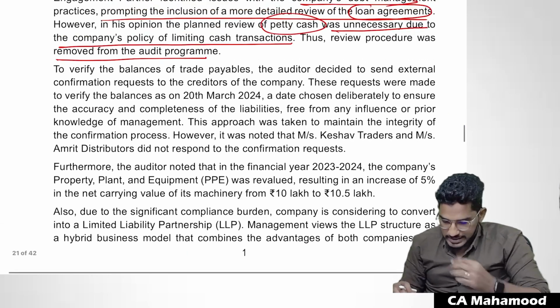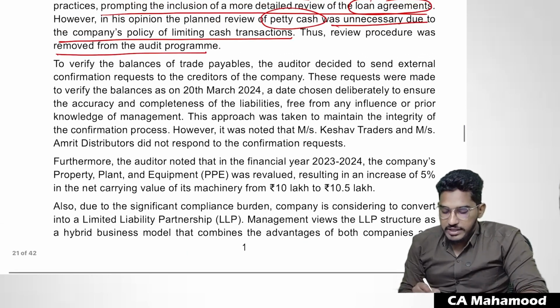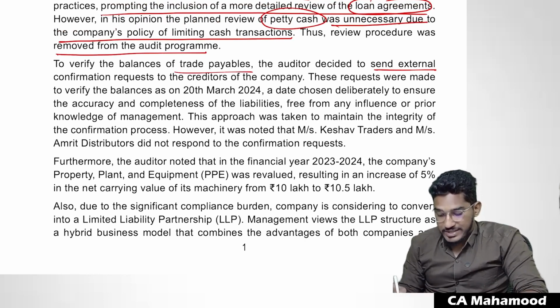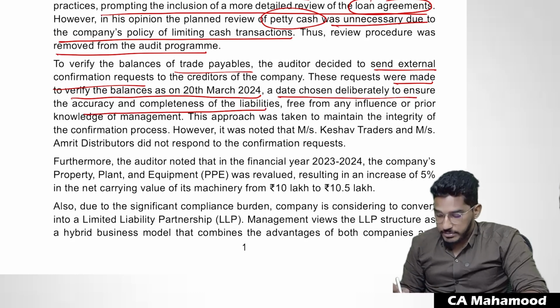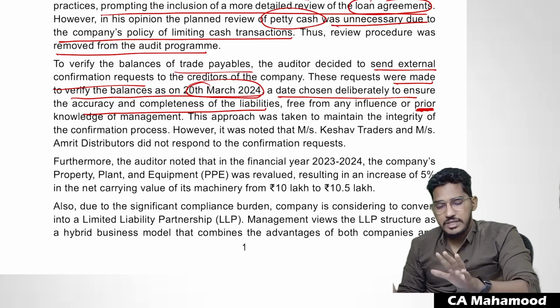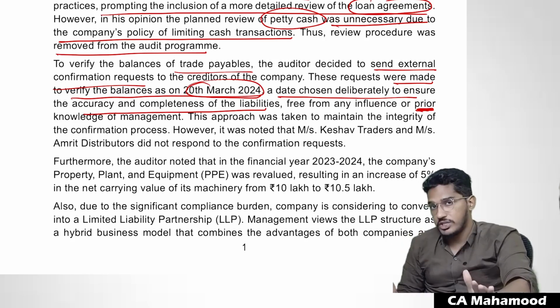Next. Now once again, if we get back to the case study, to verify the balances of trade payables, the auditor decided to send external confirmation requests to the creditors of the company. Very good. These requests were made to verify the balances as on 20th of March 2024, a date chosen deliberately to ensure the accuracy and completeness of the liabilities, free from any influence or prior acknowledgement of the management. So here it is very important. They have sent the confirmation request to the creditors on a date other than the balance sheet date. Can they do it? Yes, they can do it. Other than the balance sheet date also you can get the confirmation. There is no issue regarding it.